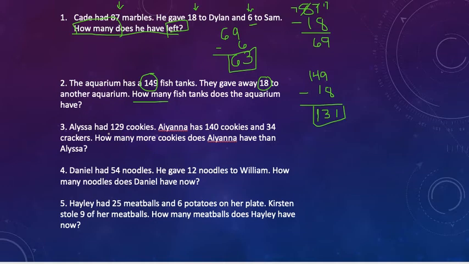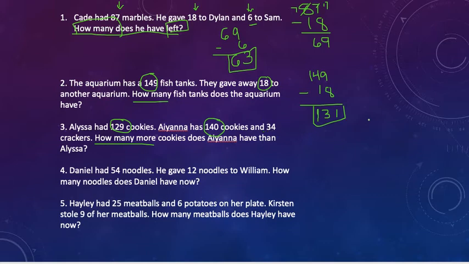Alyssa had 129 cookies. Ayana has 140 cookies and 34 crackers. How many more, that's another one, cookies does Ayana have than Alyssa? So we're looking for cookies. So Ayana has 140 and Alyssa has 129. Now, as you could see, they included 34 crackers in here. That's extra information that we don't need. We're only focusing on cookies. So that's why you have to be very careful when reading through these problems.